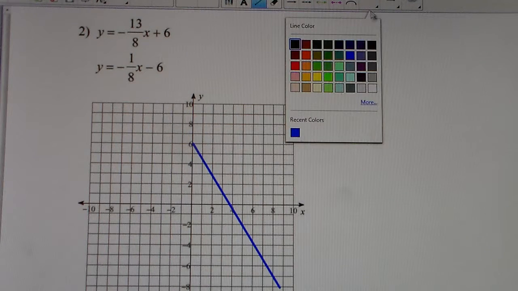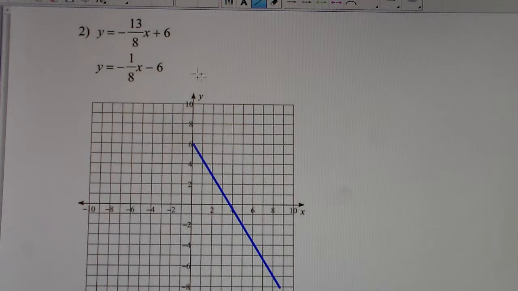Then we're going to graph the other line. The y-intercept is at negative 6, and we go down 1, to the right 8. It turns out our intersection is a little bit on the low side, but it's down here in the bottom right-hand corner. That's 8 to the right, 7 down. So our answer is 8, comma, negative 7.